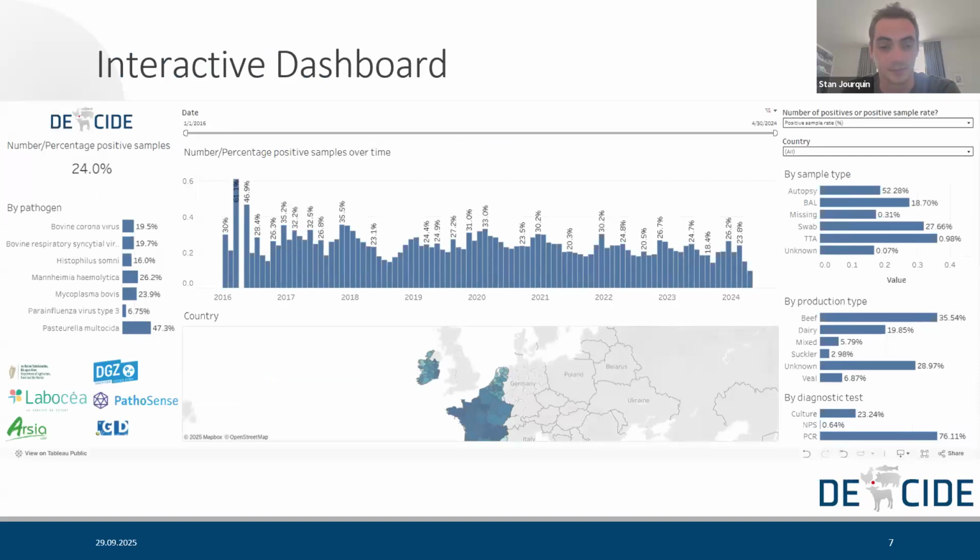You can see that the period included here is from 2016 to 2024. It's a bit of an older screenshot. We have recently updated our data sets to include 2025 as well. As you can see, the countries currently contributing are Ireland, Belgium, the Netherlands, and France, and it's based on country level. What do we have?